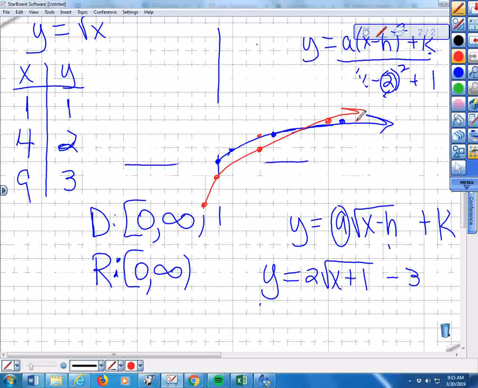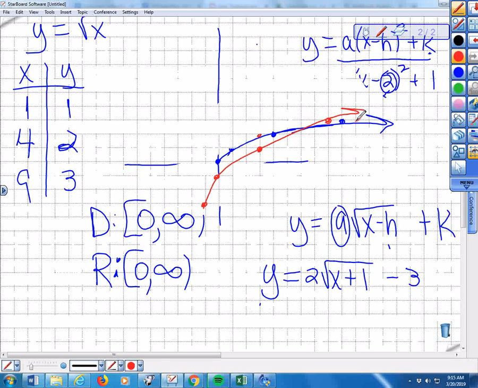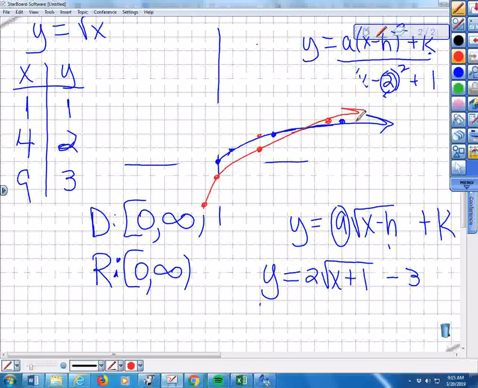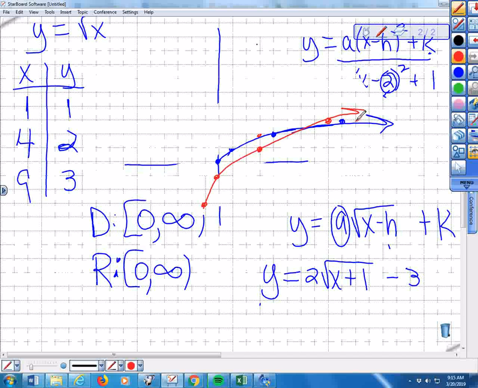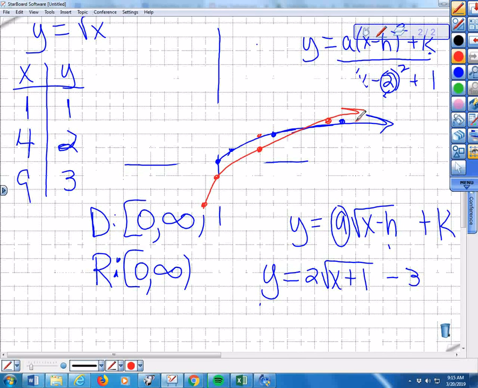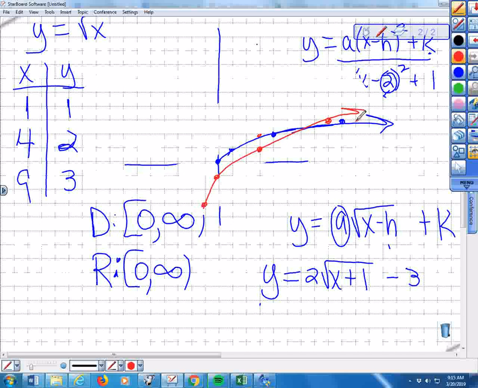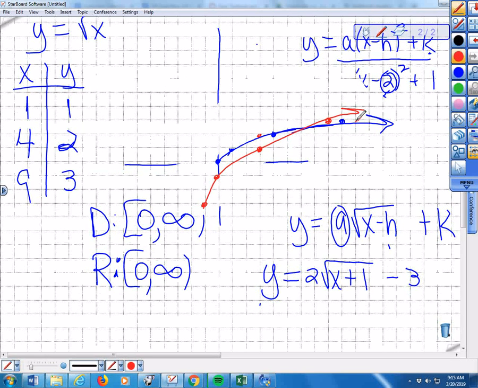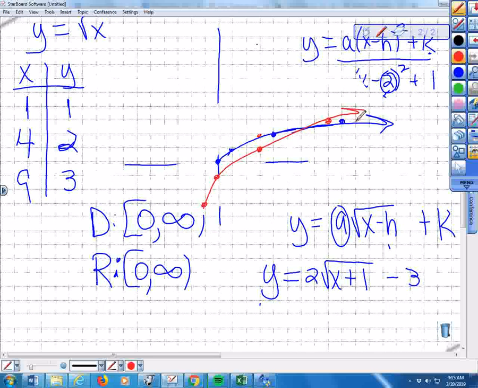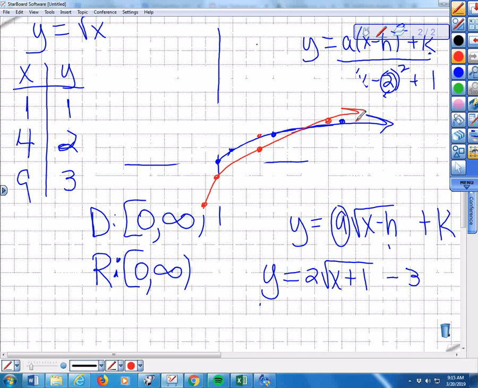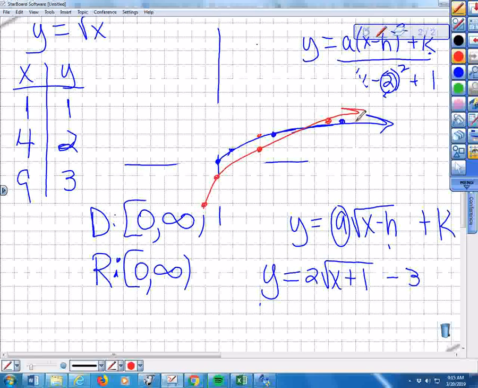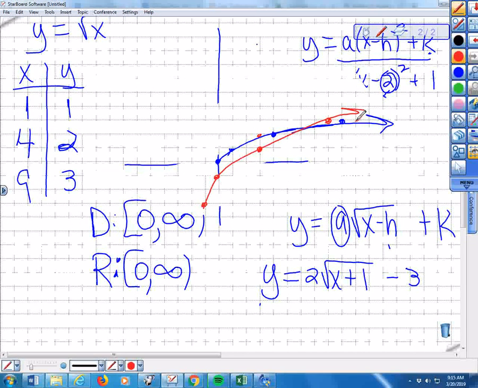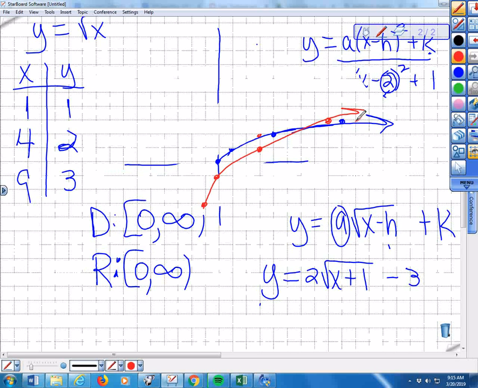Okay, so what's the domain now? It's still all possible x values. So what's the lowest x value? Negative 1 to infinity. What's the y? The y is -3 to infinity. Okay, we good with that? All right.